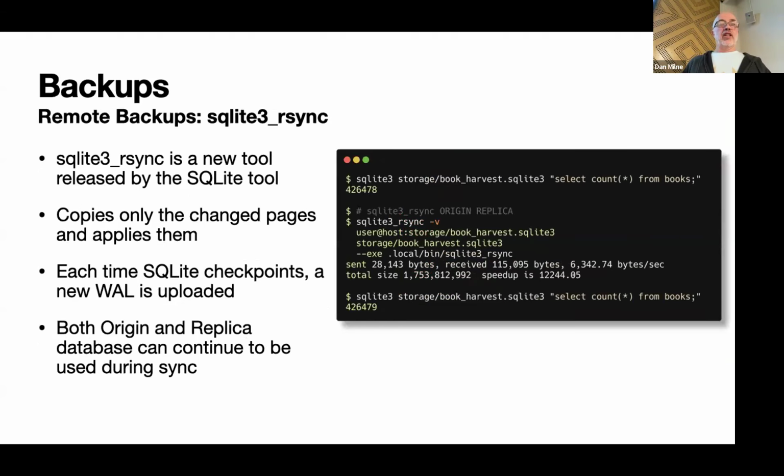But it's got competition. The SQLite guys have a tool now called SQLite3 Rsync. This is not in the regular release of SQLite. I had to compile it myself, but it is in the repository. This tool's amazing. It's basically rsync for SQLite databases. If you want to make a copy of a running database, even if you don't already have a copy, you can use this to make a new copy of it.